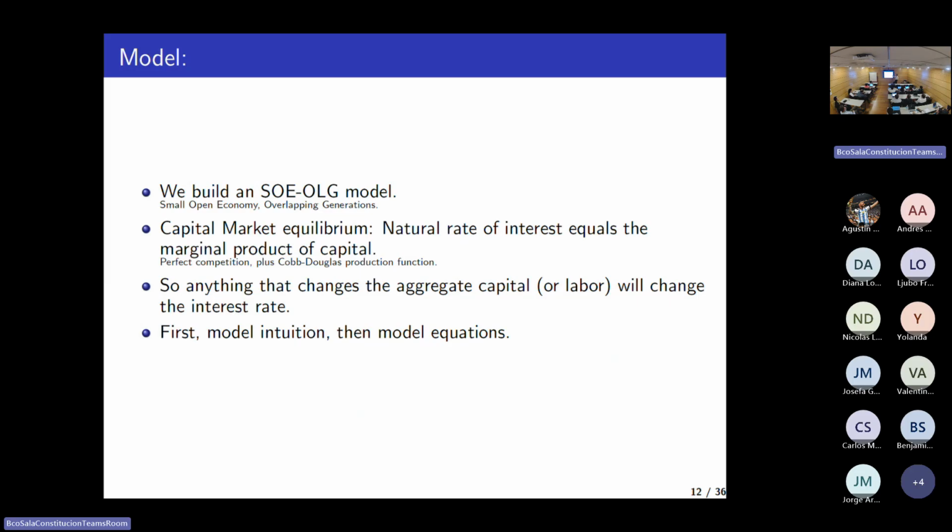So as a result, anything that's going to change aggregate capital or labor is going to change the interest rate. Before I jump into the model with all the equations, I just want to try and give an intuition for what's determining the interest rate in this model.